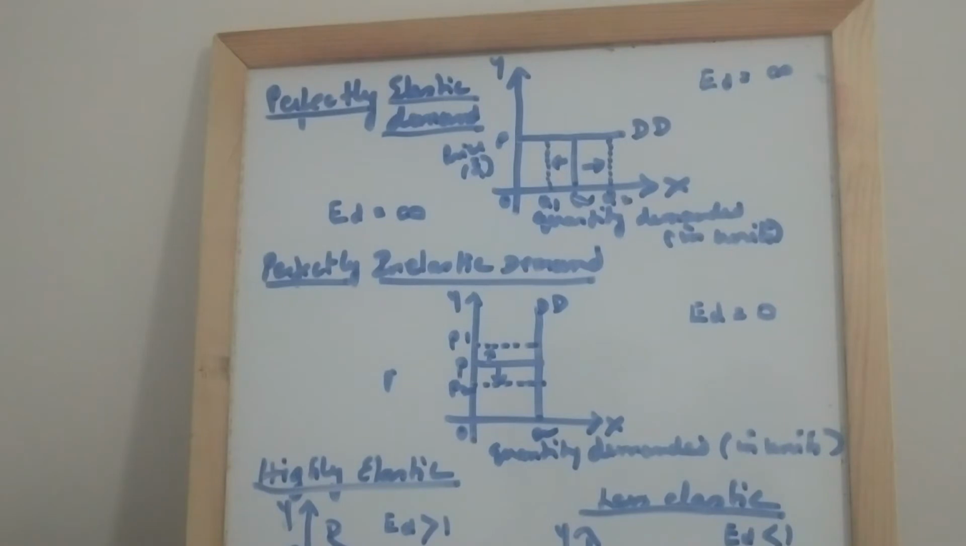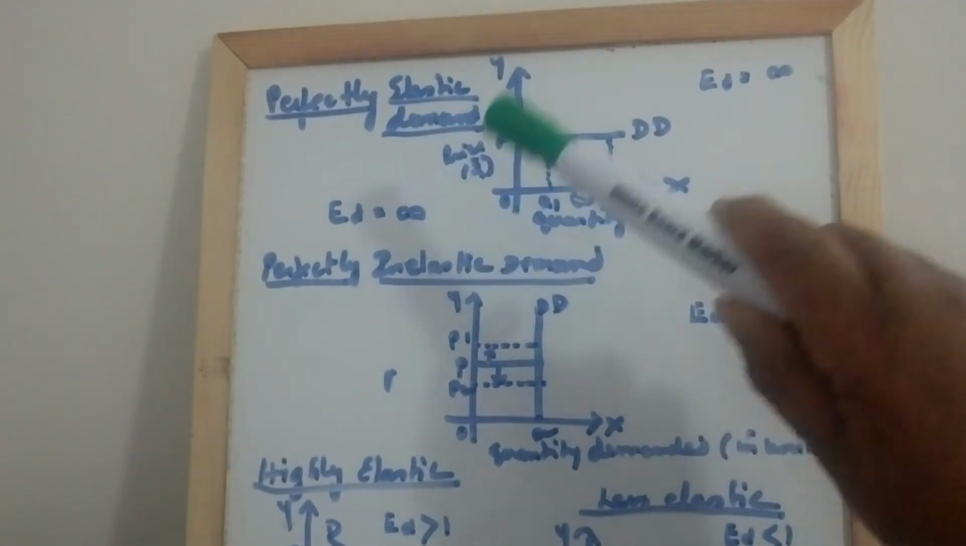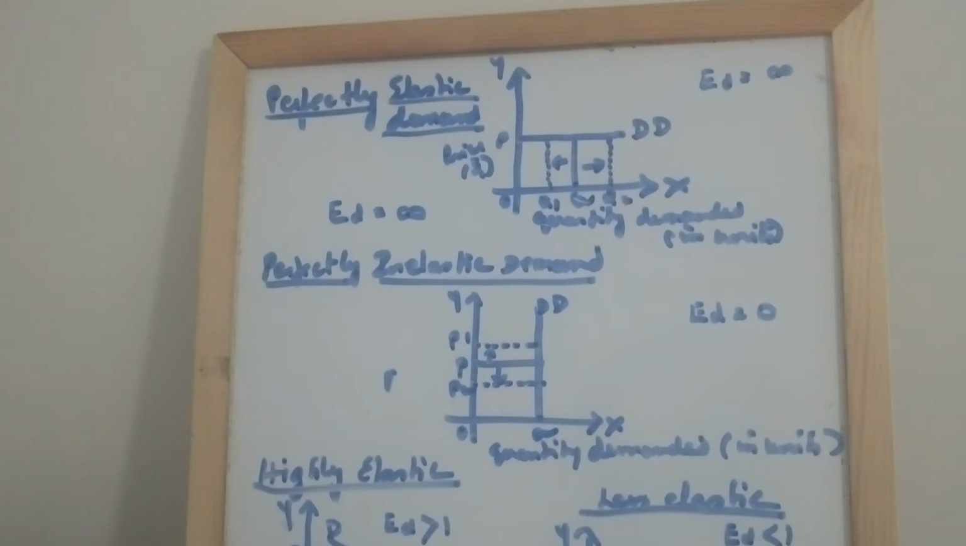For example, take goods X. At a price of 30 rupees, demand may be 100. At 30 rupees, demand may be 200. At 30 rupees, demand may be 300. So the price is the same, but the quantity demanded changes: OQ, OQ1, OQ2 at the same price OP. So it is perfectly elastic demand. This is an imaginary situation.